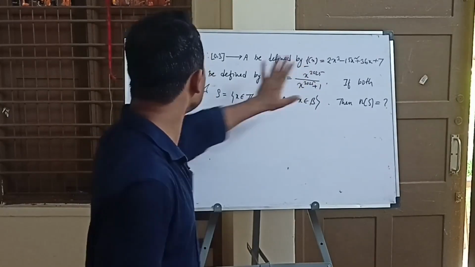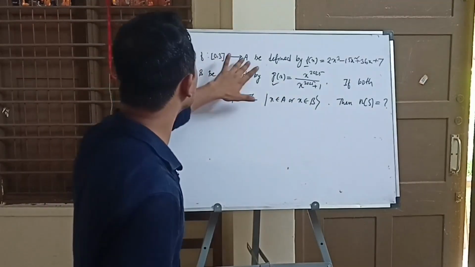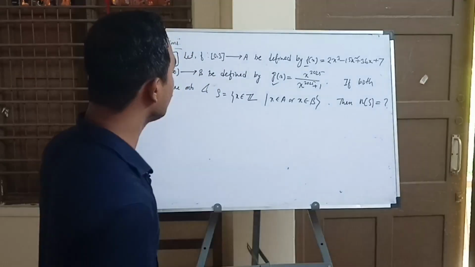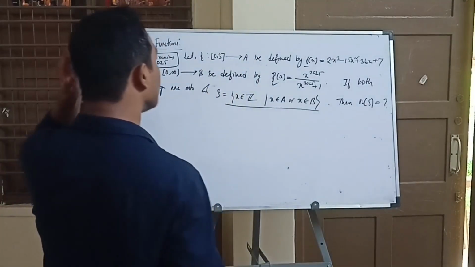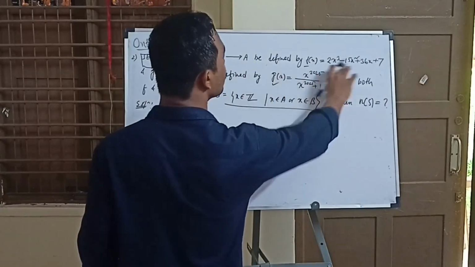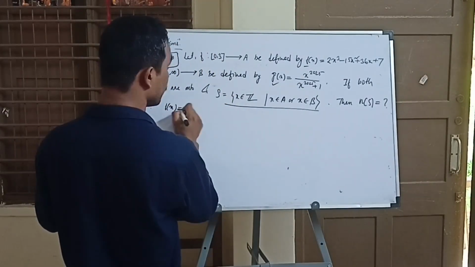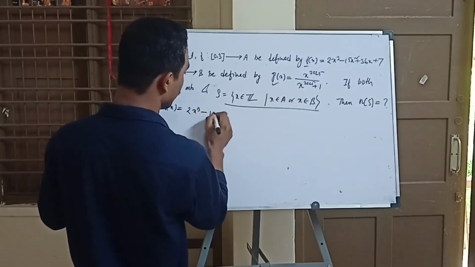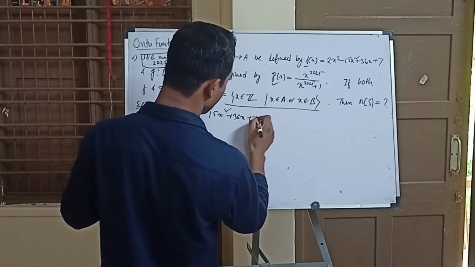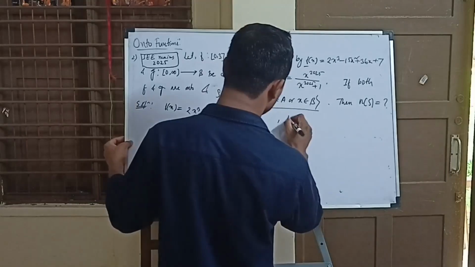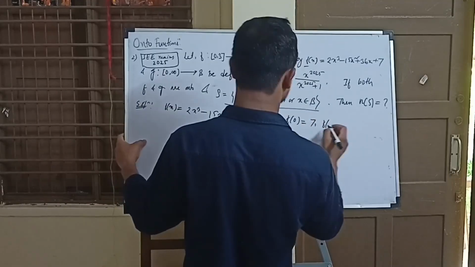Okay, we'll find this. In this question, f and g are onto, right? Both onto. We have to find only the range of A and B. Then we will find this S. How can you find the range of this? What is the value of this f of x? f of x is 2x cube minus 15x square plus 36x plus 7. Correct? Here f of 0 is what? f of 0 is 7, and f of 3 is what?